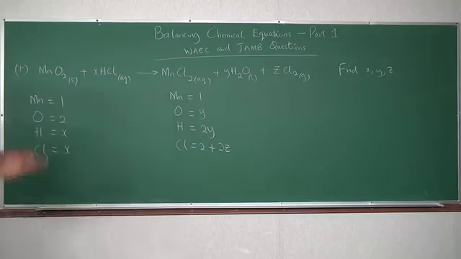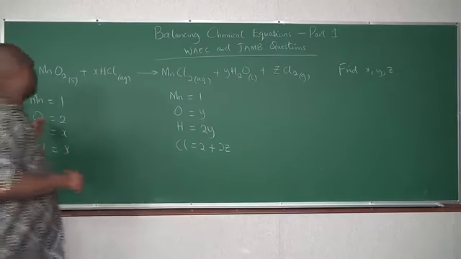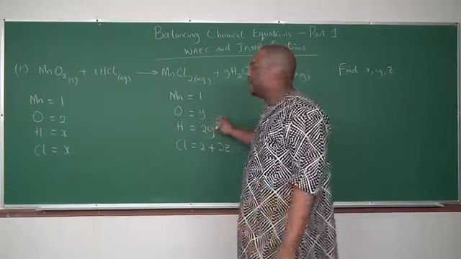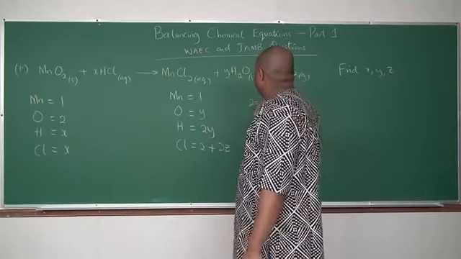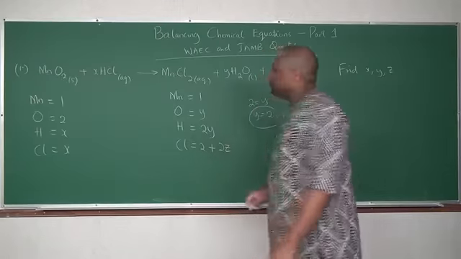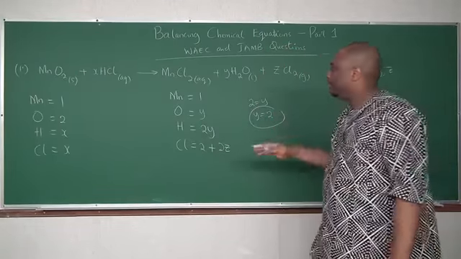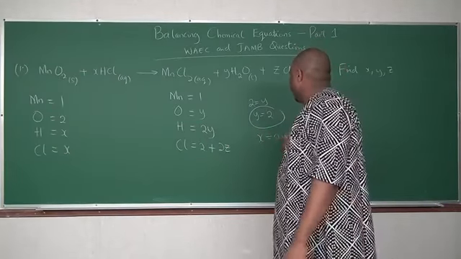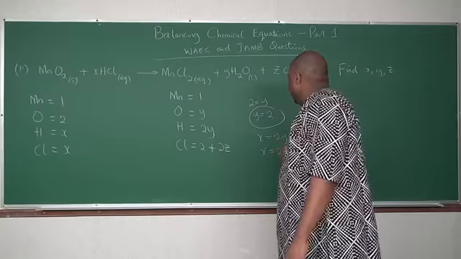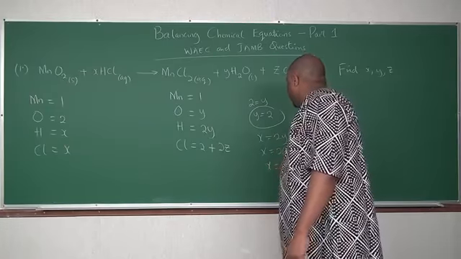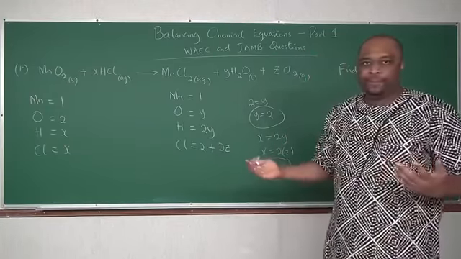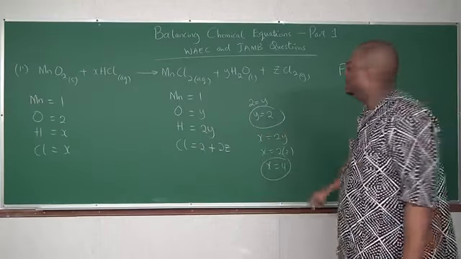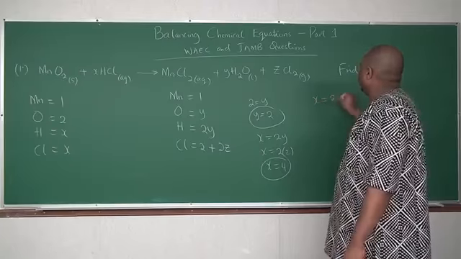So we can now equate them right away. 1 is equal to 1, it is balanced. 2 is equal to Y, so our Y is 2. Then X is 2Y, so X is 2 times 2, and X is 4. And then our X is 2 plus 2Z.